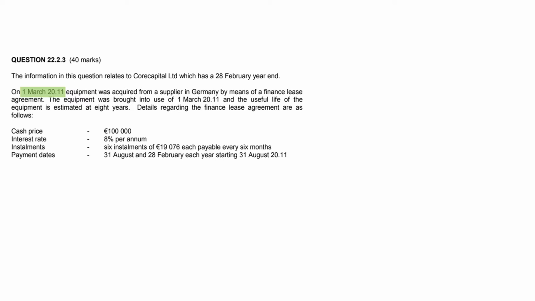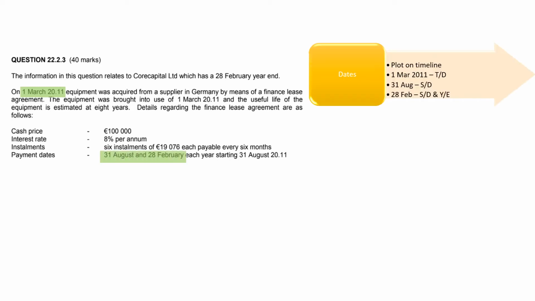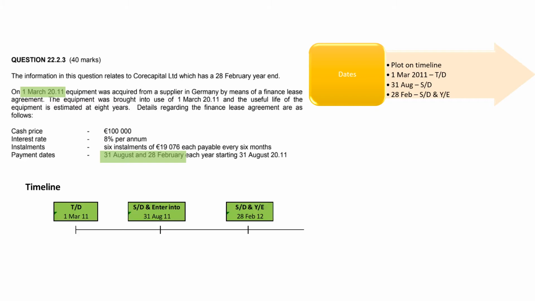In terms of your installments, 6 installments of 19,076 euros, each payable every 6 months. Your payment dates are 31 August and 28 February each year, starting 31 August 2011. Okay, so those dates are very important. Now that you have these dates which have been mentioned, please plot them onto your timeline.